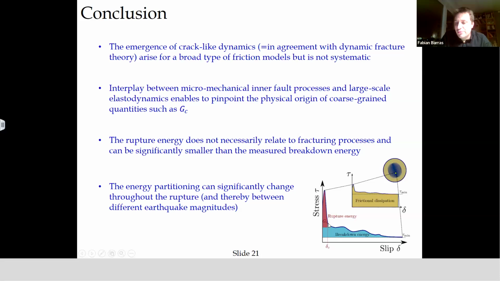marks the transition is really this plateau that we've seen in the breakdown work plot. I can show that again. And this plateau corresponds to this sharp change in the weakening slope. So you have a brittle mechanism where this weakening slope is extremely steep, and then a second slope that is extremely flat. And this change of slope marks the transition.